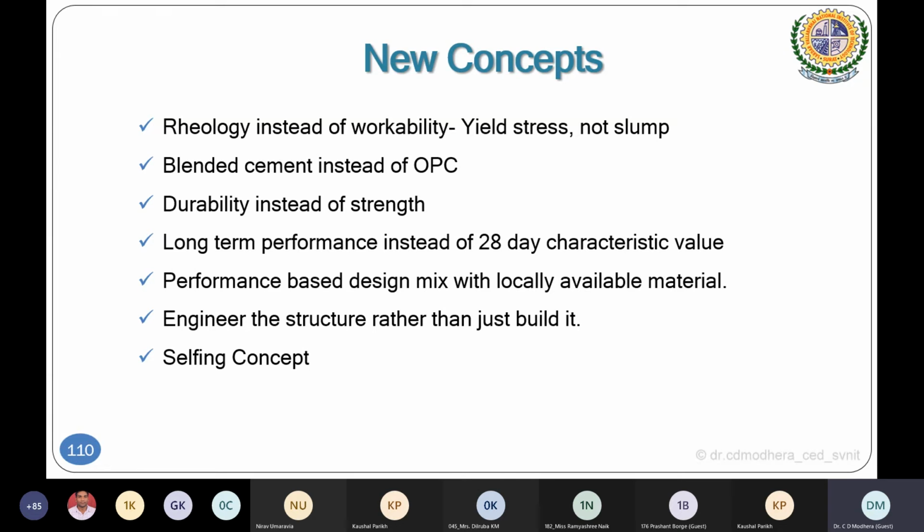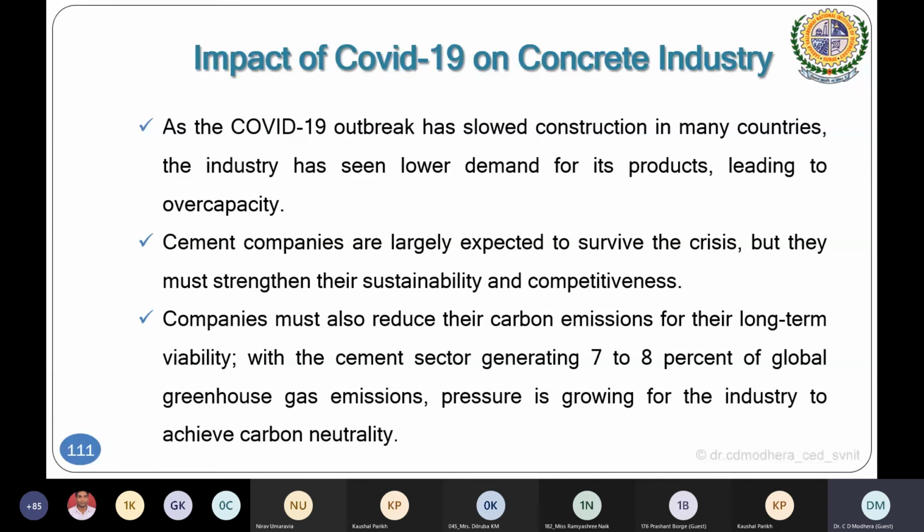And the selfing concept. The selfing concept we will discuss again. Now because of COVID-19, what will be the impact on the concrete industry? In this one slide I want to talk. The COVID-19 outbreak has slowed construction. In many countries, the industry has seen lower demand for its product, leading to overcapacity. Second, cement companies are largely expected to survive this crisis, but they must strengthen their sustainability and competitiveness.